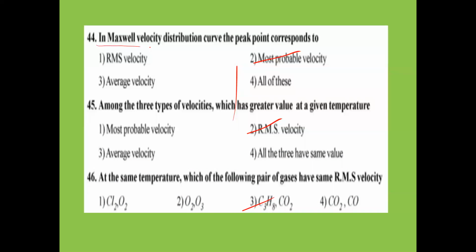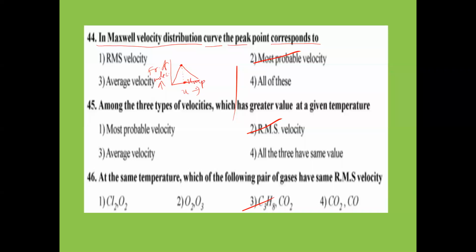Next, in Maxwell's distribution of molecular velocities, the peak of the curve corresponds to what? If you take the fraction of molecules versus the molecular speed, we get one curve, this one. So this type of curve we get here. So this peak of the curve represents which velocity? It is the most probable velocity, UMP.